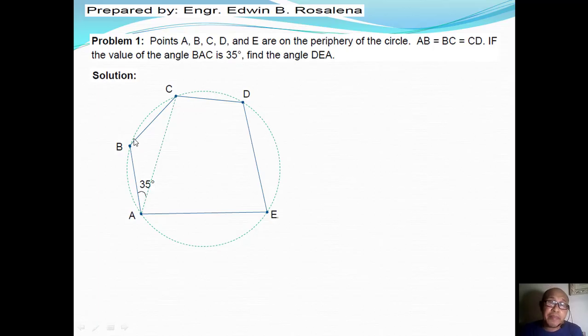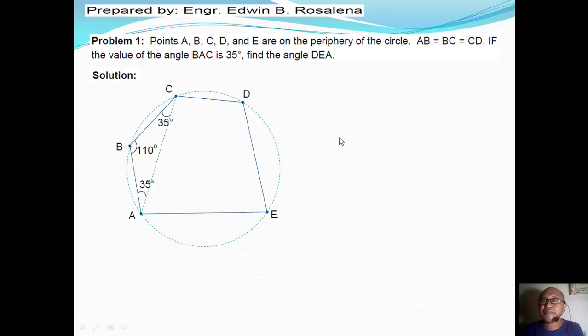So, considering ABC, this is a triangle. And since AB is equal to BC, this is isosceles. So, AB and BC are equal. So, this angle at A and angle at C for triangle ABC are equal also. Can you follow? So, this is 35 degrees. So, 35 plus 35, we have 70. So this measures 110. Can you follow?